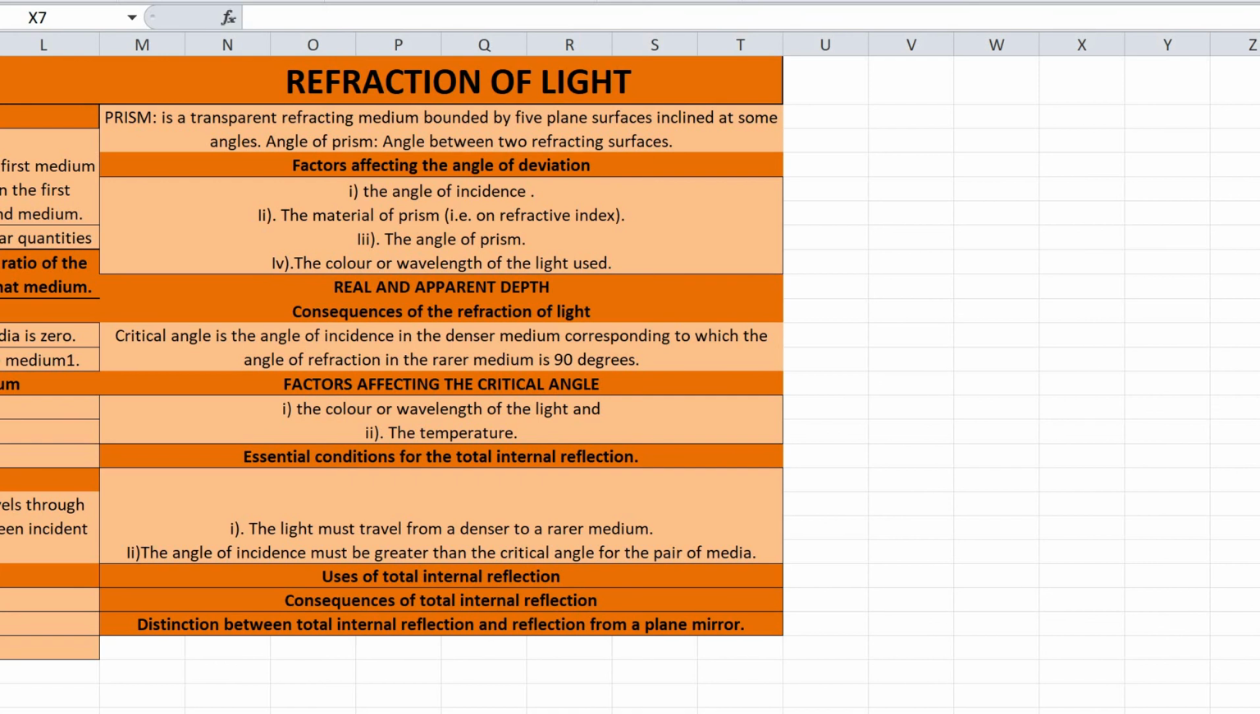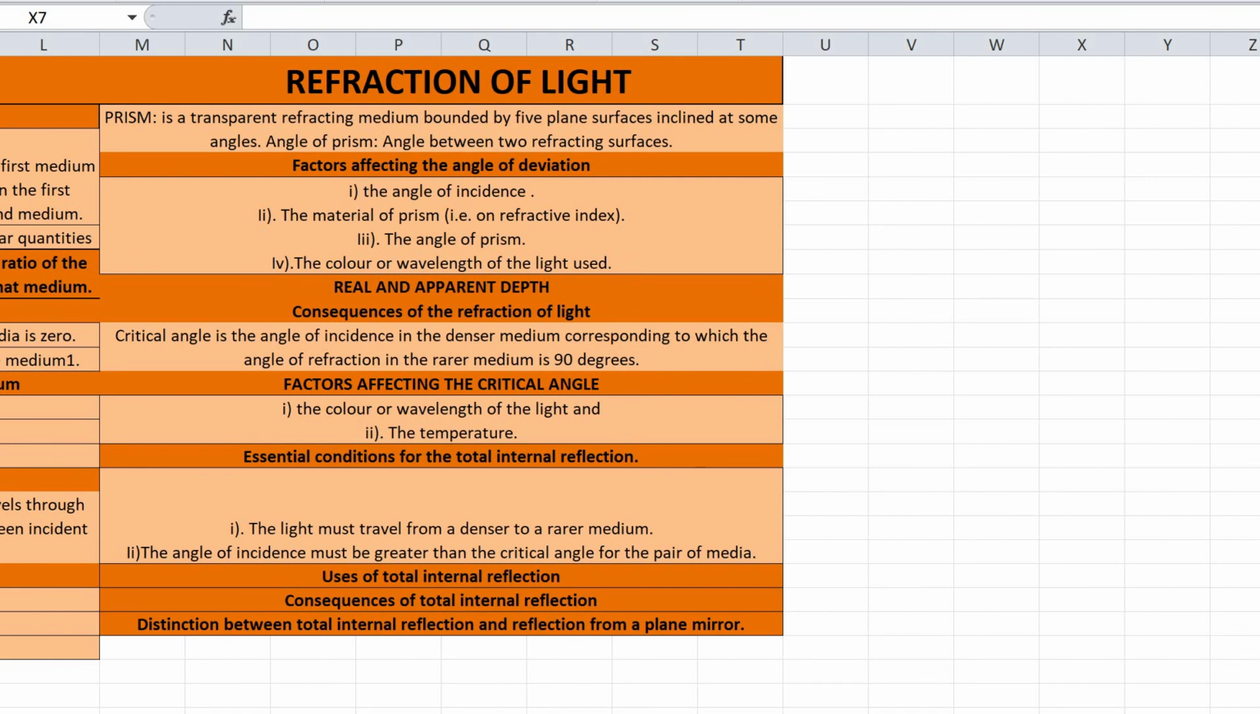Some consequences of total internal reflection: a crack in a glass vessel often shines like a mirror. Next, a piece of diamond sparkles when viewed from certain directions. So these are a few examples.